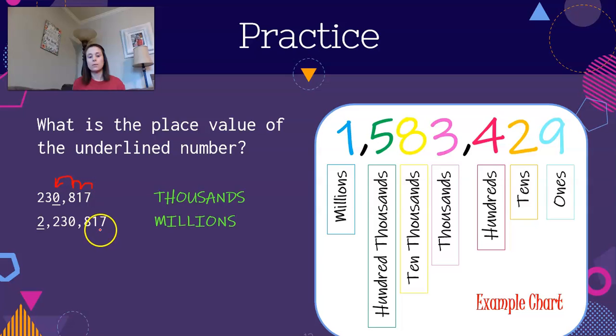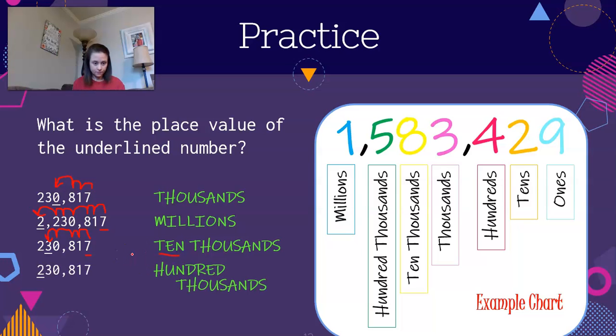Okay, my next number. I have the 2 underlined, but what number is that? So I'm going to start at the right number, and I'm going to work my way over. So I have my ones, tens, hundreds, thousands, 10,000s, 100,000s, and million. So that's how I got the answer for millions place. This one, my 3's underlined. Once again, I'm going to start at my most right number. I'm going to count over. So I have ones, tens, hundreds, thousands, 10,000s. So that's how I came up with 10,000s.